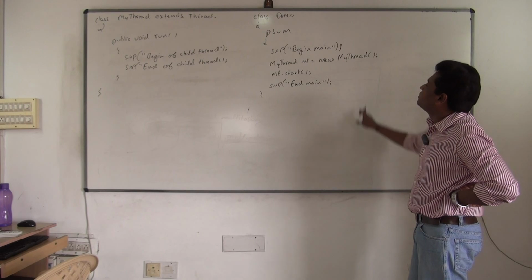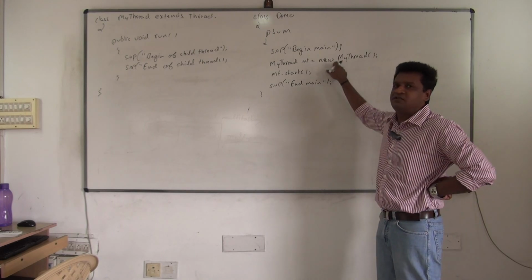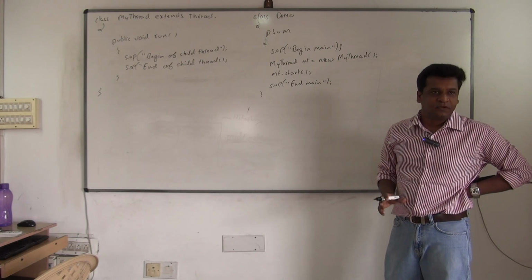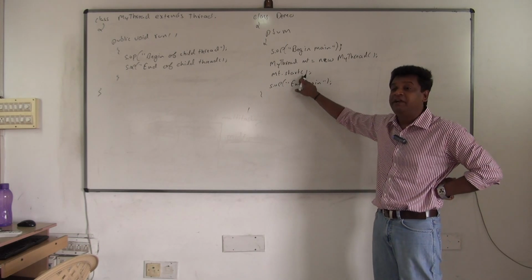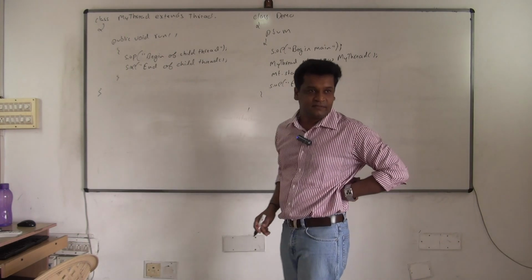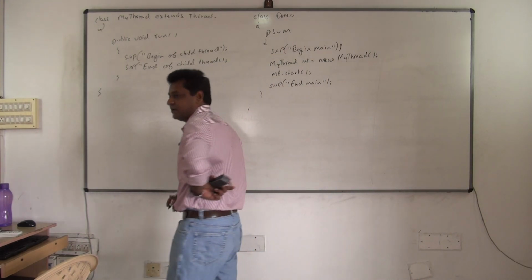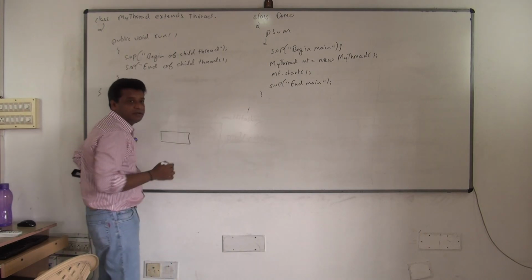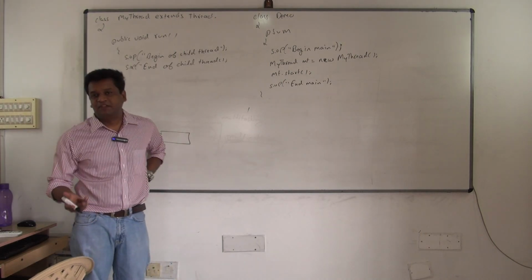See here, when you say MyThread emp is equal to new MyThread, one object is created, that's all. The object comes into existence. But when you say emp.start, one separate stack gets created. Actually, in Java, a thread is nothing but a different stack.